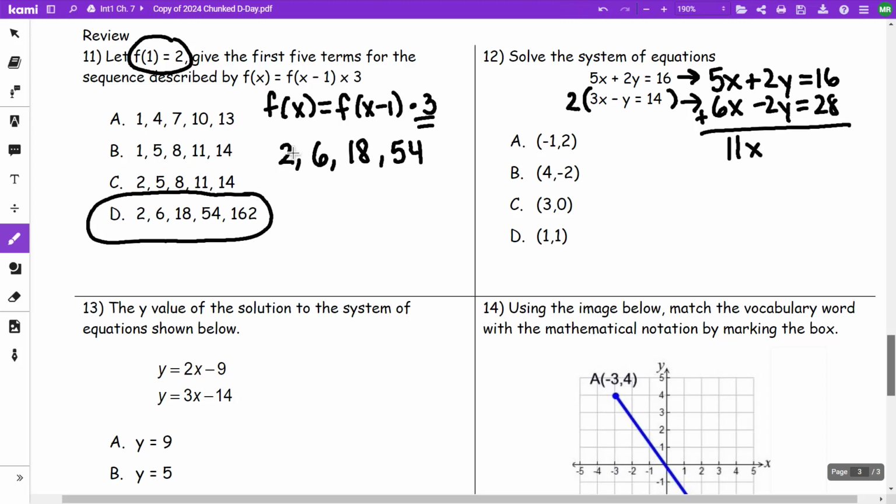I'm going to get an 11x, my y's cancel out, is equal to 44. I'm going to divide both sides by 11 and get 4. My x is 4. Now, I would put that into one of the equations to get my y. In this case, there's only one situation where my x is 4, so that is my answer.